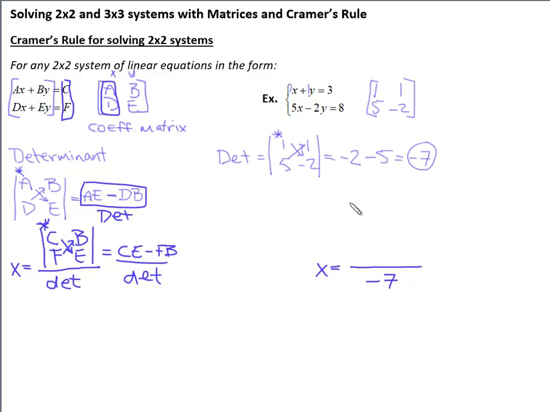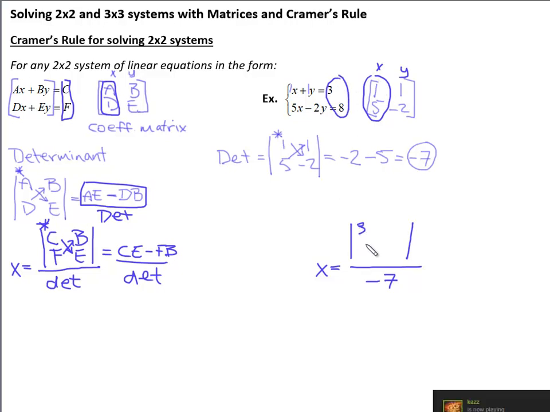So let's try that with our example. Okay, so we're going to need to do one more determinant. And since we're solving for x, we're going to replace the x column. Remember, this is like our x's and y's. We're going to replace the x column. Instead of having 1 and 5, we're going to put in these numbers at the right, 3 and 8. So the y column stays the same, 1 and -2. And we just calculate our determinant.